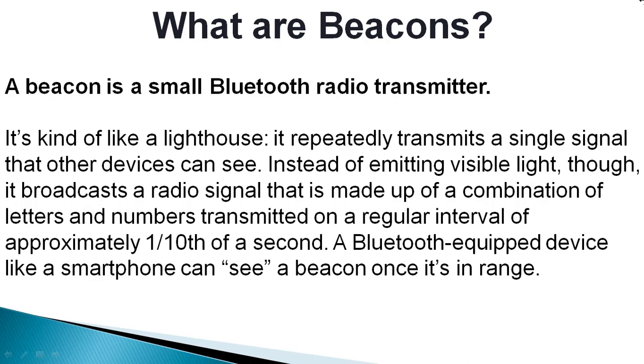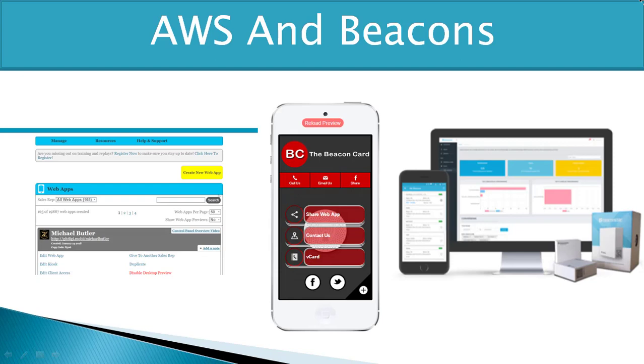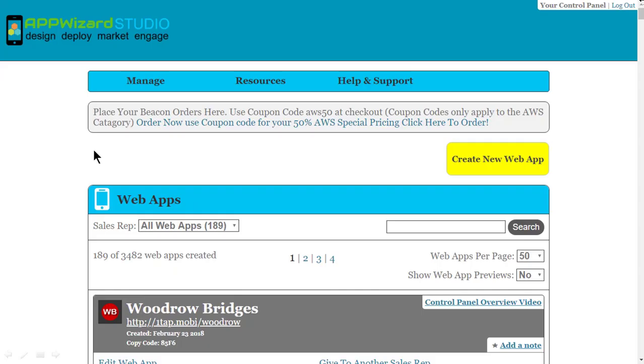A Bluetooth equipped device like a smart phone can see a beacon once it's engaged, and they're able to click on a link and open up the information that you are sending them. For example, you will tie the Appwizard Studio mobile apps within the platform, your business cards or your mobile apps, whatever you're building, and everything will be run as far as the beacons go directly from the My Beacon platform. You're going to go into your system like normal.